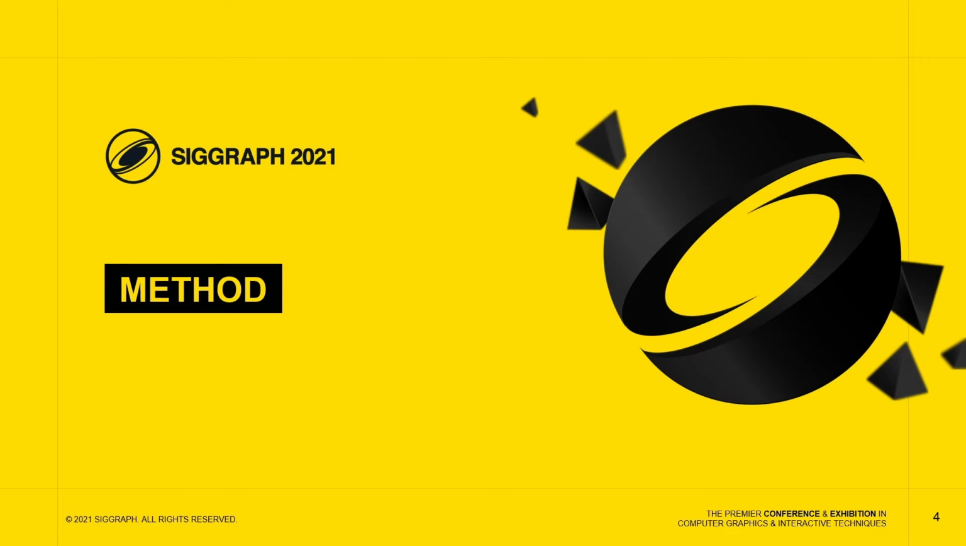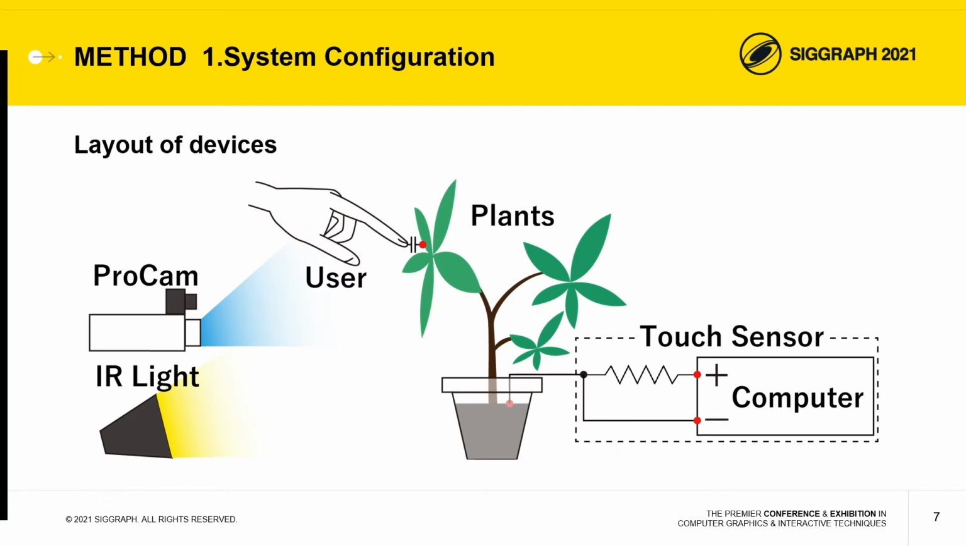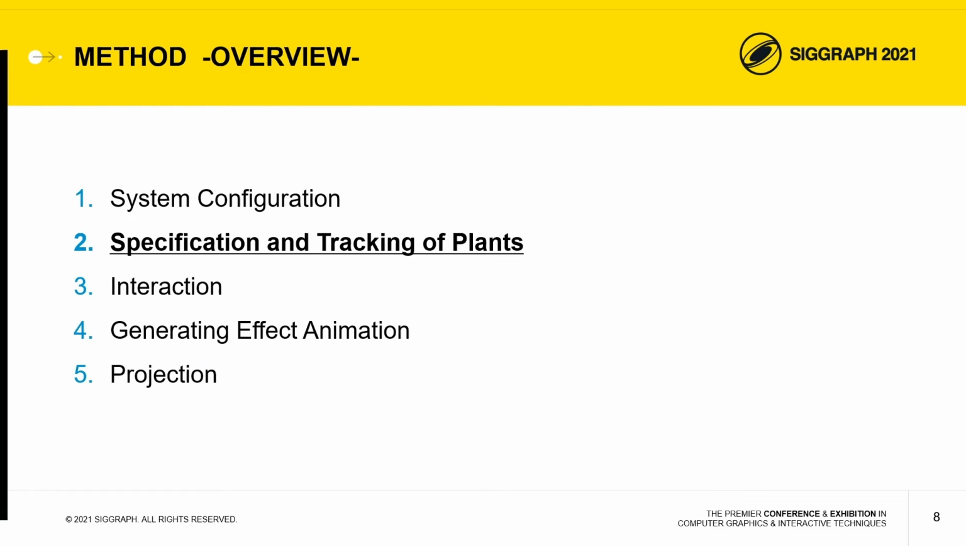Next, we'd like to talk about our method. This is the overview of our method. At first, we'd like to talk about our system configuration. Devices are set up such as in this figure. Next, we'd like to talk about specification and tracking of plants.